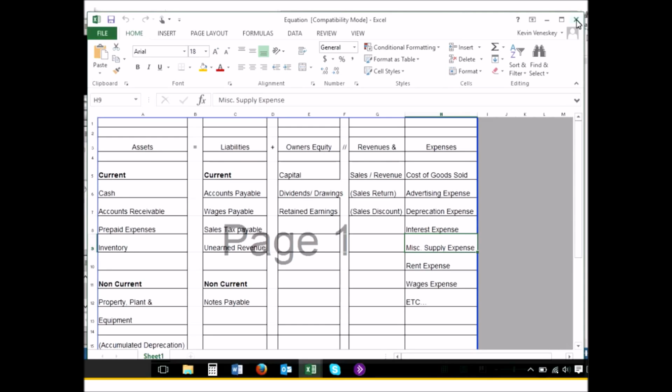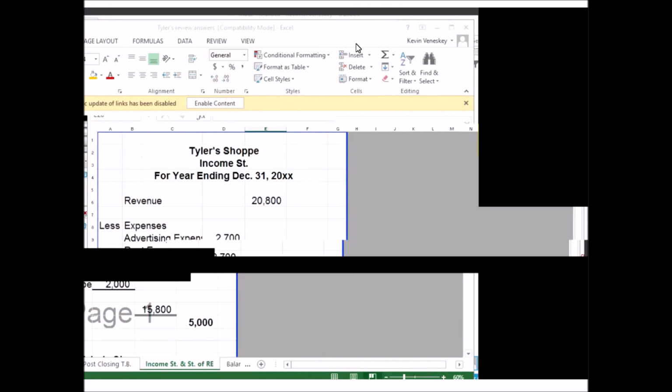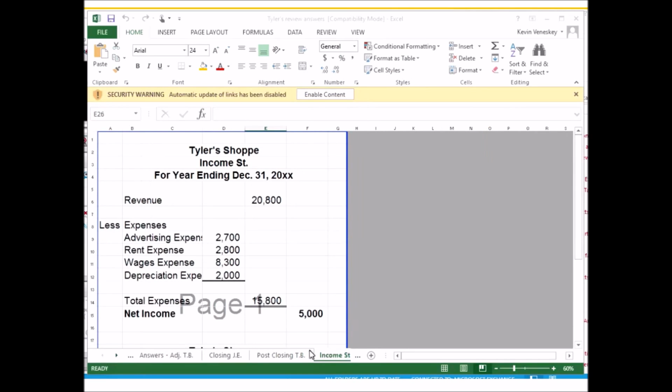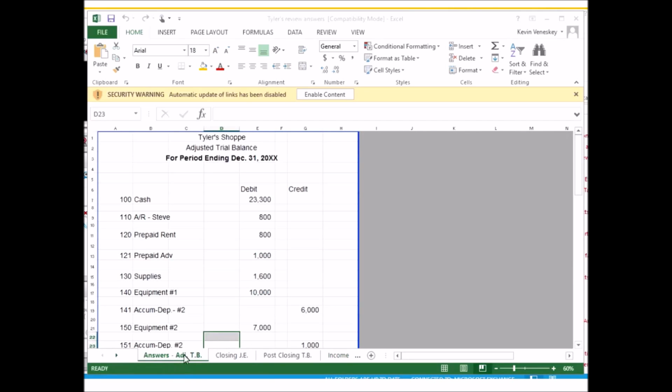Okay, the last thing that I want to talk about, and this is also available to you in the resources. And here we are. What I want to look at is there's going to be some different tabs along the bottom. We're going to look at what's called the answers, and then ADG, which stands for Adjusted TB, Trial Balance. This is what your homework is going to start you out with. What they're wanting you to do is see the overall, what we're trying to look at, what the end result is.